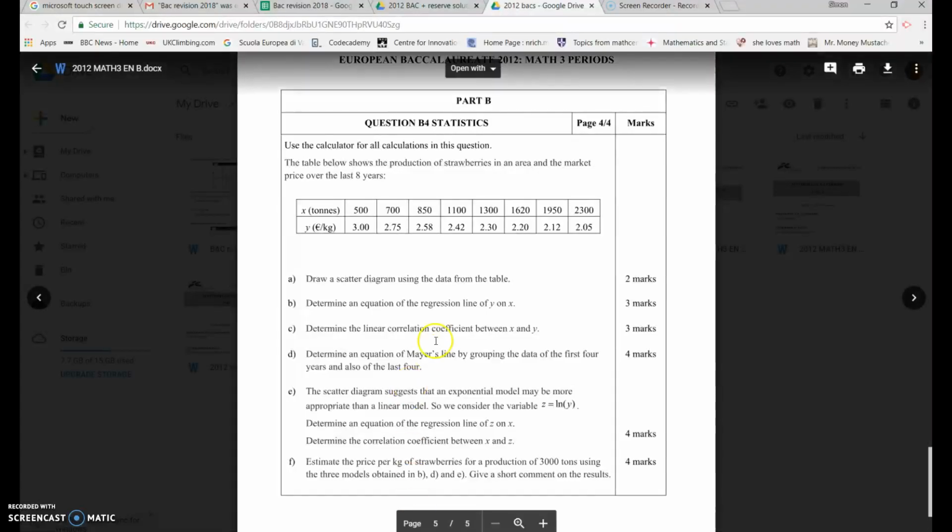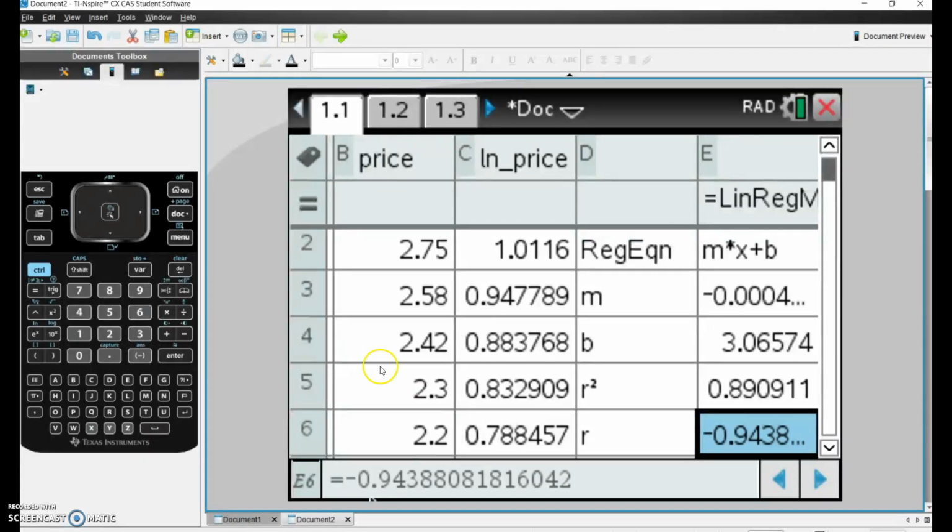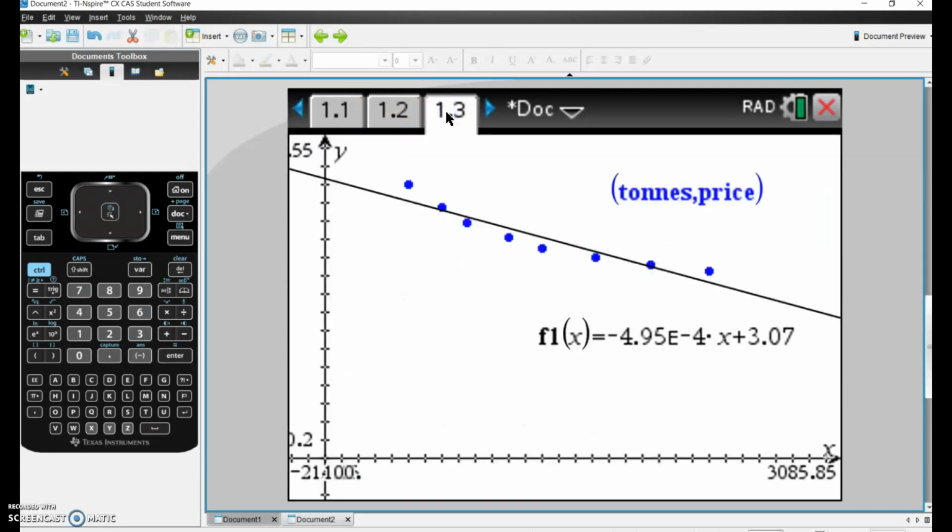So you've got the equation of the regression line, and you've got the correlation coefficient, and you've drawn a scatter diagram on your paper, and that should look a bit like this. So you've got the scatter diagram like this, with your scales. This is on your paper, and you've labelled this as tons, and this is price.